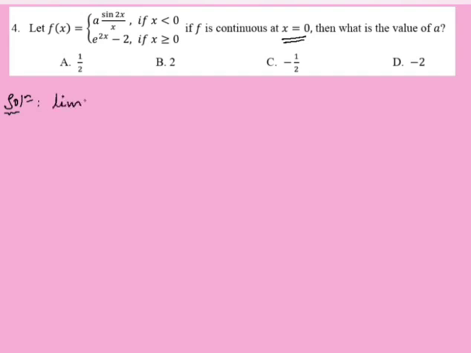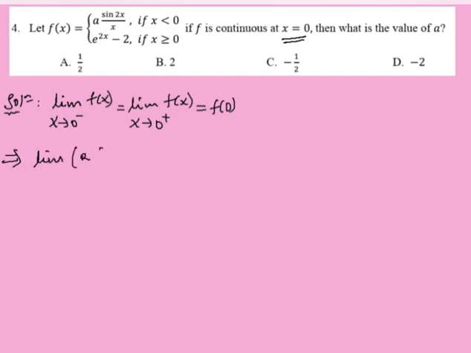So the first step is we put the limit of f of x as x approaches 0 from the left. This is the same as the limit of f of x as x approaches 0 from the right, which is f of 0. So we substitute the two pieces of the function: the limit of a times sine 2x over x as x approaches 0 from the left equals the limit of e to the power of 2x minus 2 as x approaches 0 from the right.